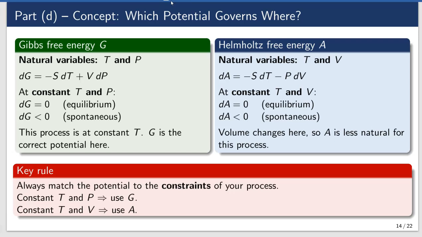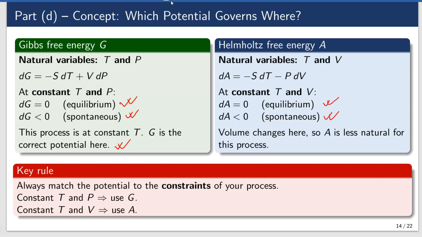So here is the significance. If del G is equal to 0, that is equilibrium. Del G less than 0, that is spontaneous. This process is at constant temperature and pressure, so G is the correct potential here. And for Helmholtz free energy, again del A equal to 0 is equilibrium, and del A less than 0 is spontaneous.